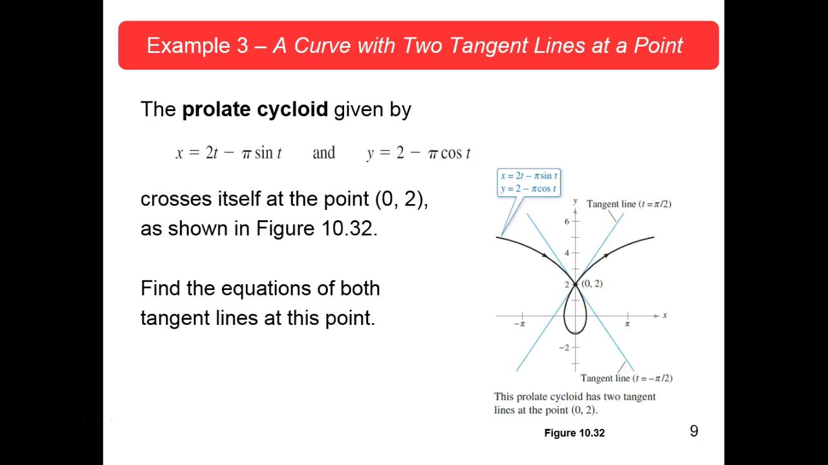Now, it crosses itself at the point 0, 2. How would you know that? There's no way right off the top to just look at it and say, oh yeah, of course it crosses there. You'd actually have to start plugging in some points. Now, they don't tell you any limits on your t's, so let's start with t equals 0. Where is your x when t is equal to 0?